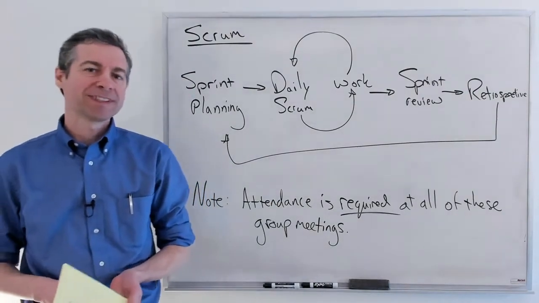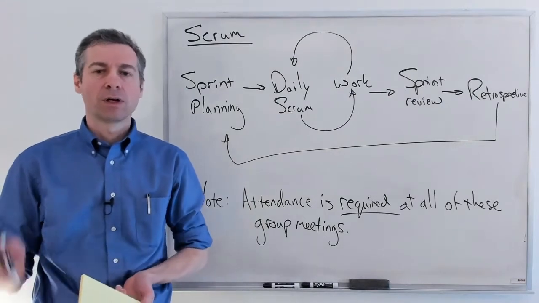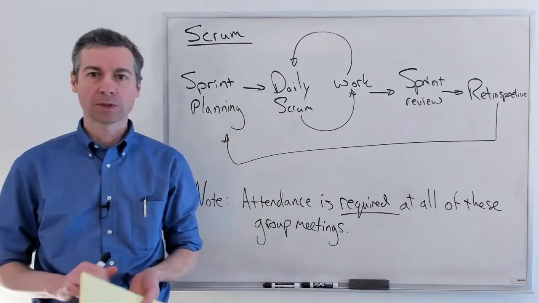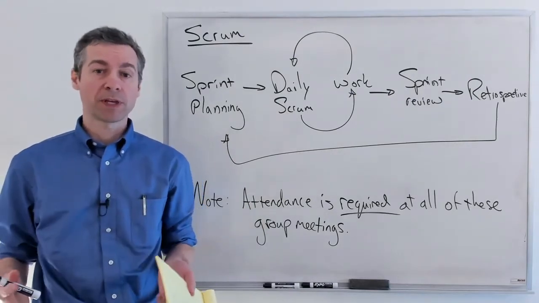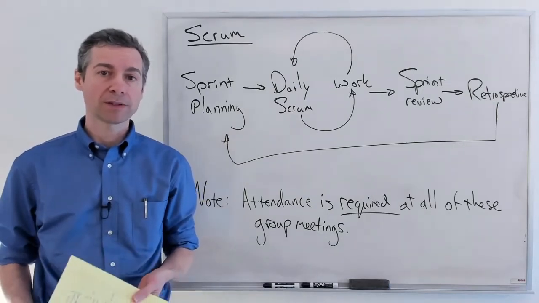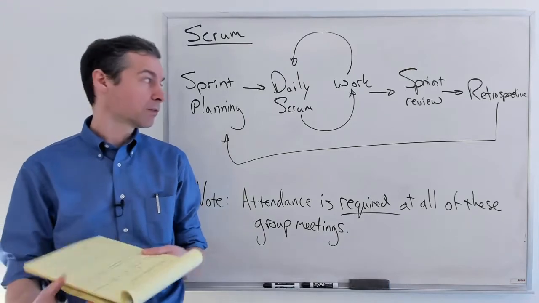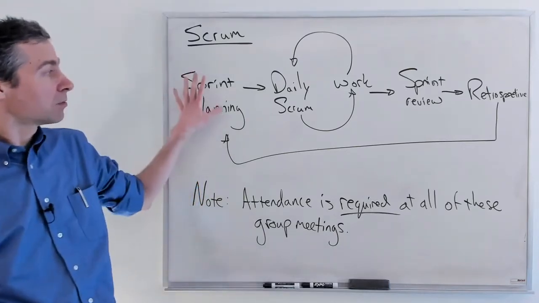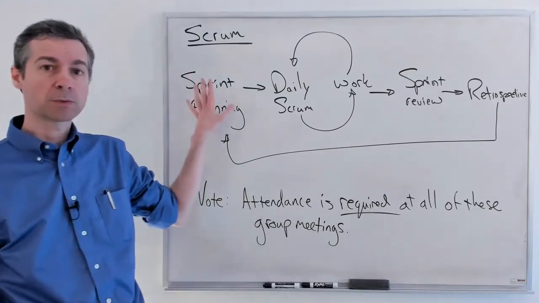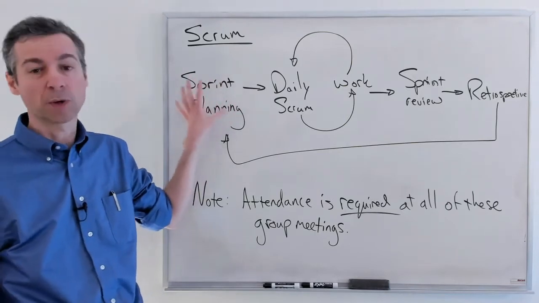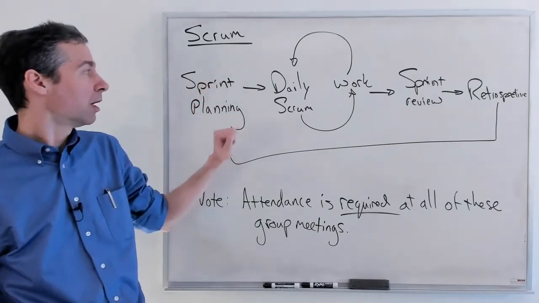Hello again, everyone. All right, so where we last were, we went over the basics of Scrum, the overall process. Now we want to really get into the particular parts of it. Again, we've got sprint planning. This is where we figure out basically what are we going to do in the sprint.